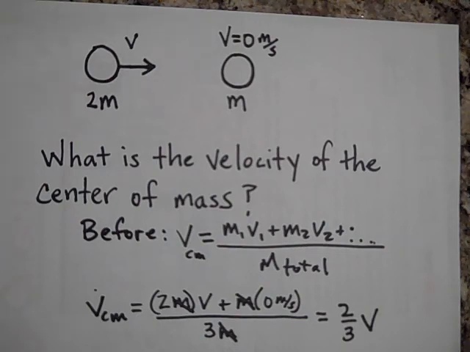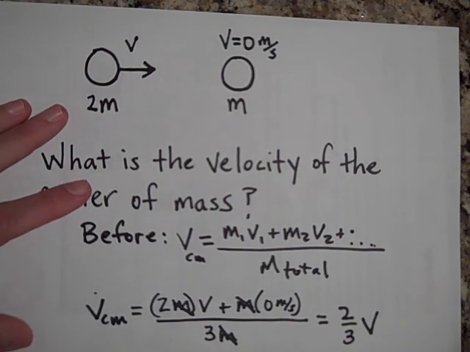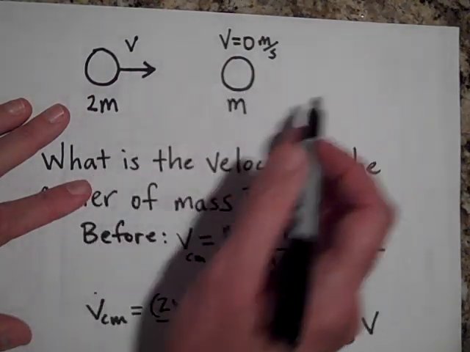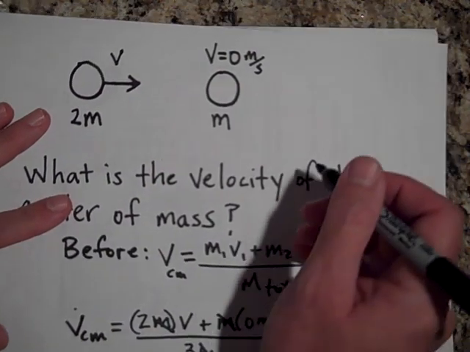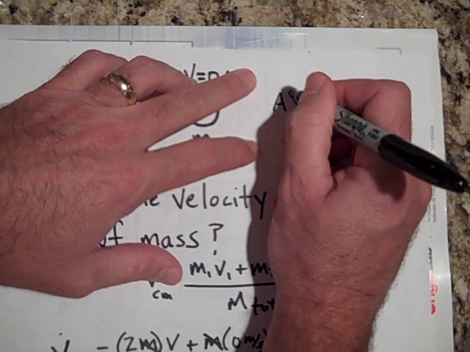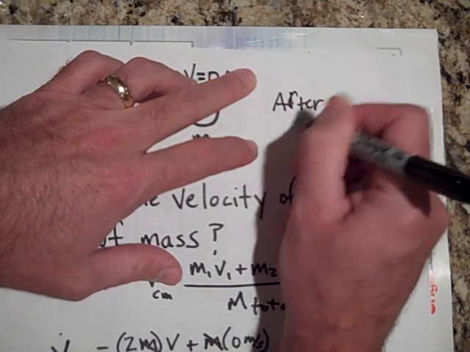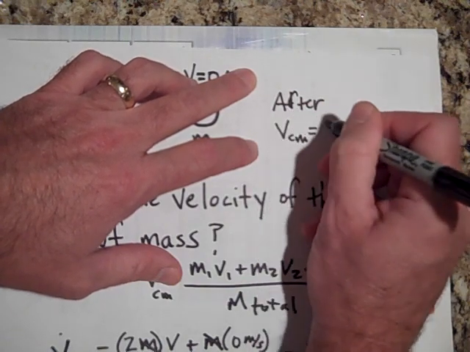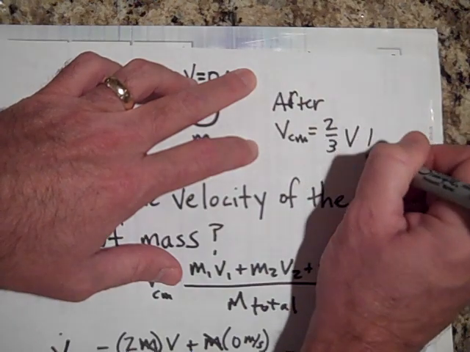Okay, what do you think the velocity of the center of mass will be after the collision? Go ahead and pause and take a guess. Okay, we're back. If there's no net force, then the velocity of the center of mass should not change. So the center of mass just keeps going. After the collision, the velocity of the center of mass should still be 2/3 v.